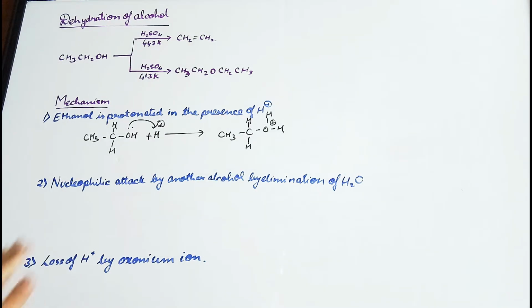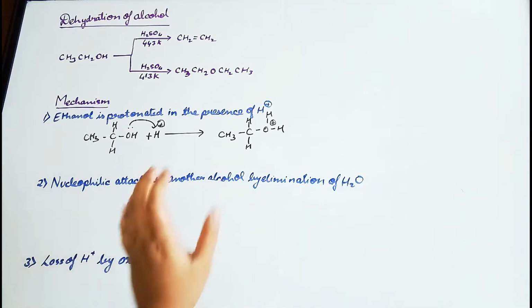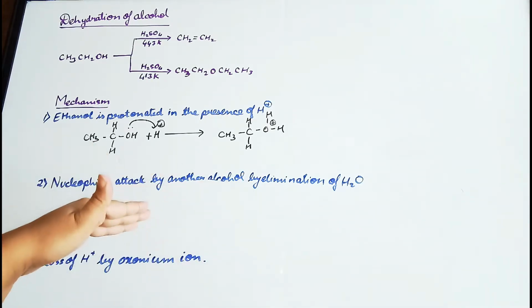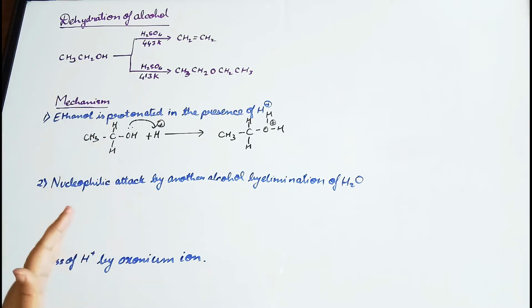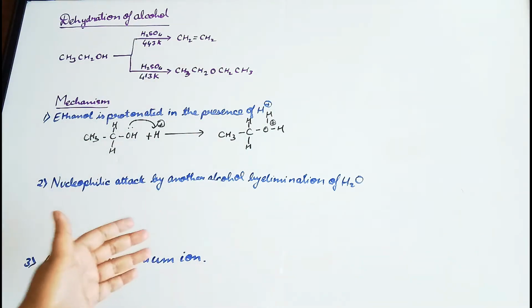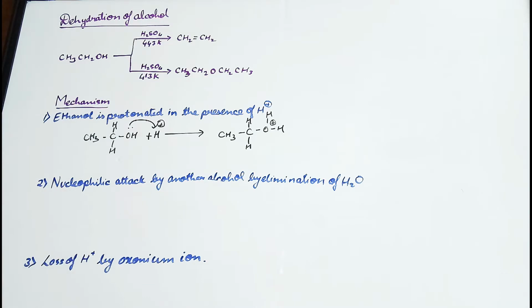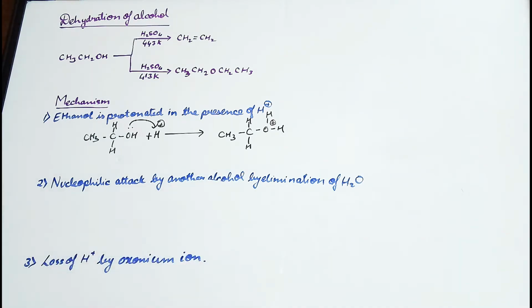The second step is the nucleophilic attack by another alcohol, with elimination of water. So in this reaction, the nucleophilic attack by another alcohol molecule is taking place, whereas in the previous reaction we had just the loss of water directly to form a carbocation, right? And in that case we had the synthesis of an alkene, but here you have the synthesis of an ether, because this is one of the preparatory methods of ether.